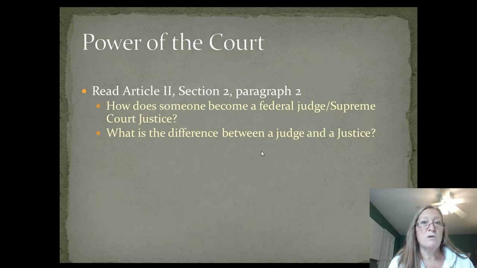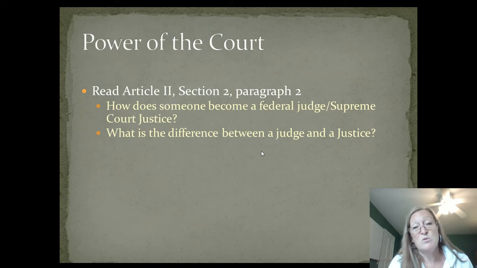It's not all in one sentence. You have to read through the paragraph. But the president will nominate people to be federal judges and justices, and then the Senate will approve or not approve of those nominations. And that's how you get a federal judgeship.